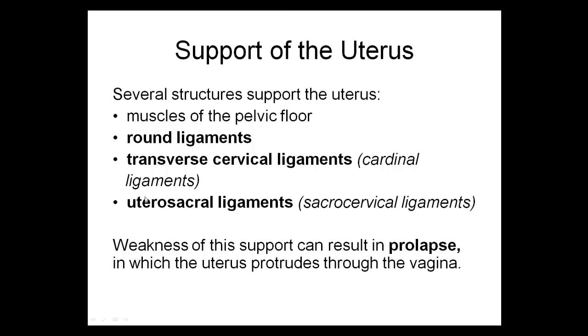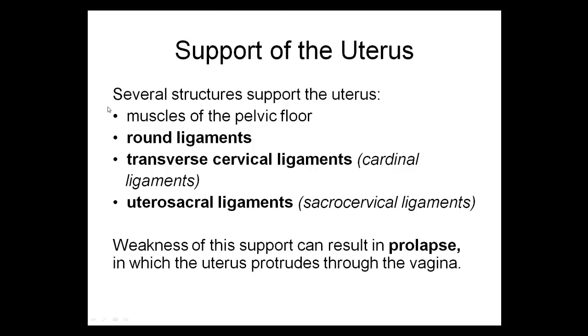The cardinal ligament, however, is where most of the support relies on. Then we also have the uterosacral ligament, and the uterosacral ligament will connect, from the name, the uterus to the sacrum. And in addition to that, we have muscles in the pelvic floor, and that will hold the uterus in position.